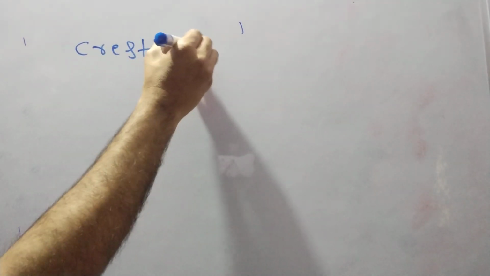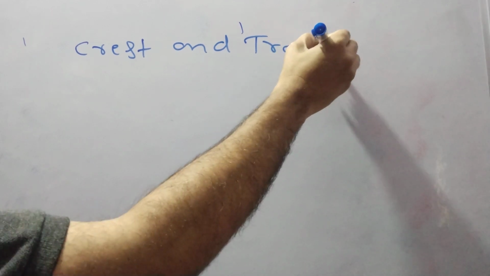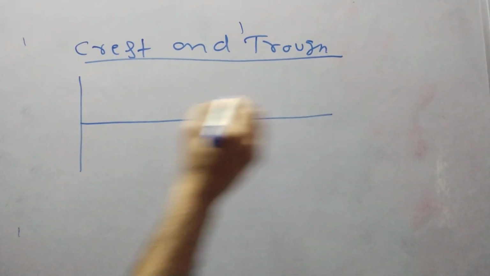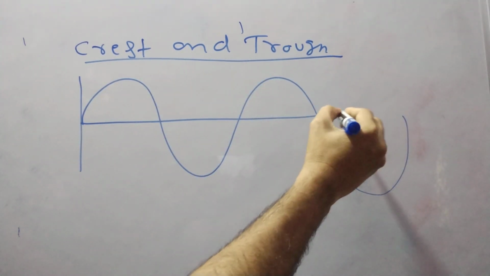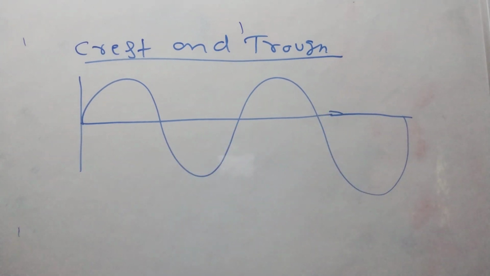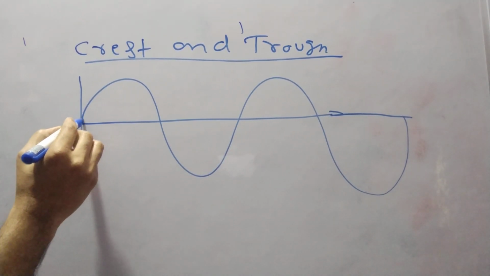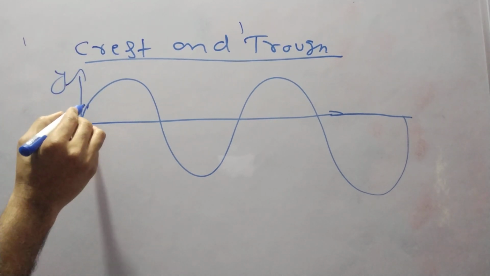So crust and trough. So this is a standard form of wave. So you can see this is a standard form of wave. Okay. So when you see this wave, if you see here, this is a displacement here.